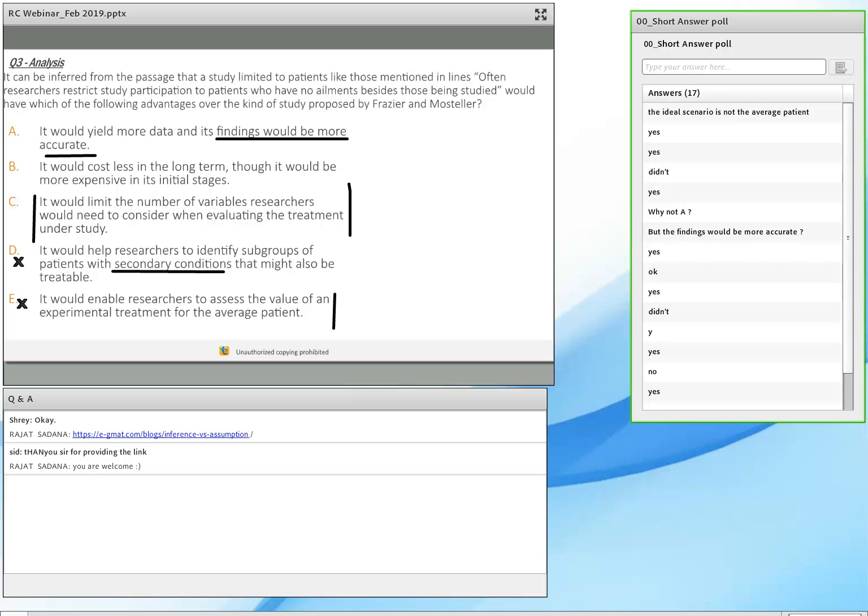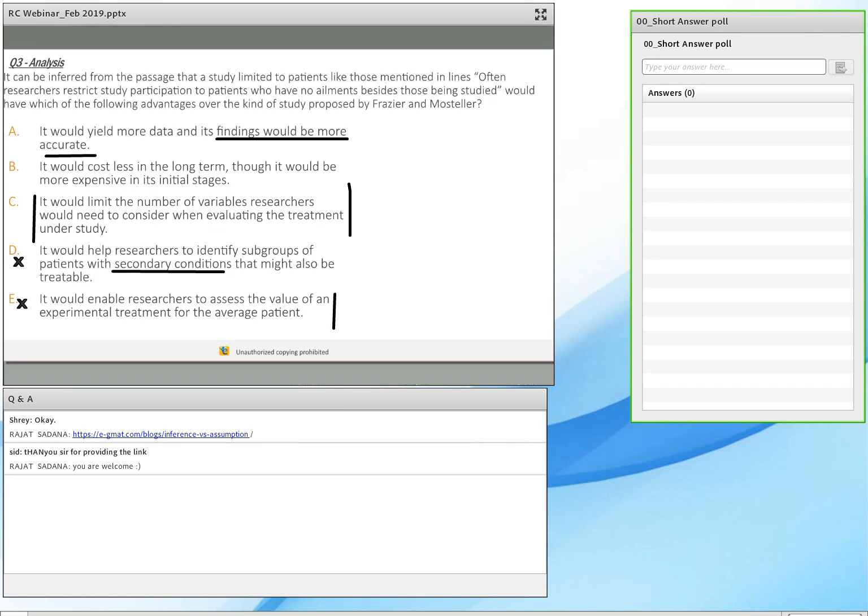Shivangi, did you get that? Again, where you guys got confused was the statement of the question. You've got to figure out what the question is asking, and that's really important to know.